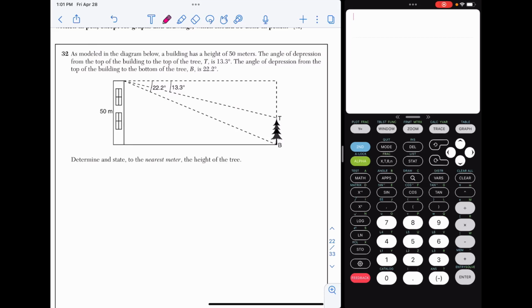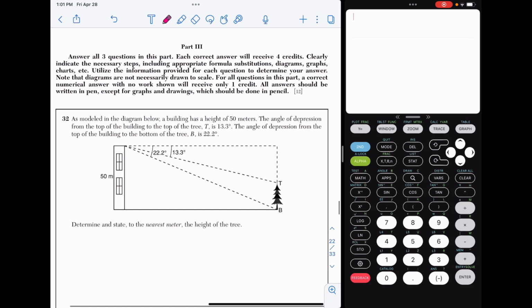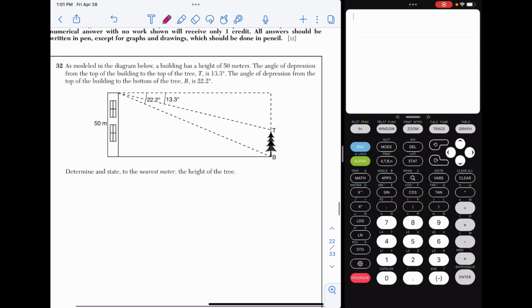Okay, let's take a look at number 32. This is the first part 3 question in the August 2022 Geometry Regents exam. As modeled in the diagram below, a building has a height of 50 meters. The angle of depression from the top of the building to the top of the tree is 13.3 degrees. The angle of depression from the top of the building to the bottom of the tree is 22.2 degrees.